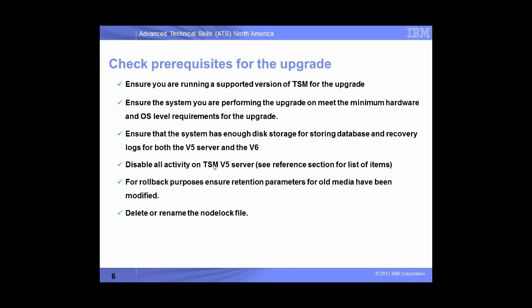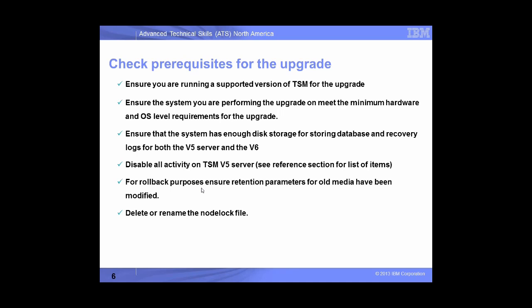One thing you want to do before proceeding is make sure you disable all activity on your v5 server. This was covered actually really well under Tom's presentation, but in the reference section I have a full list of things that you're going to want to do here to make sure that the TSM v5 server is completely idle, no activity, and no risk of activity on the server during the upgrade process. It will come down early into the process, but you want to make sure that there's no activity.